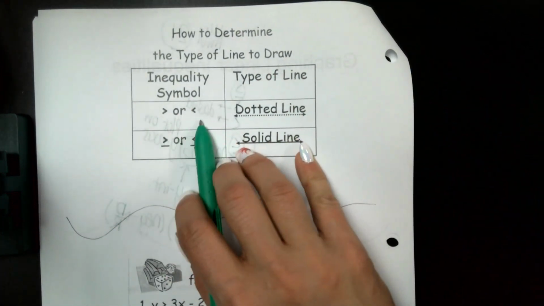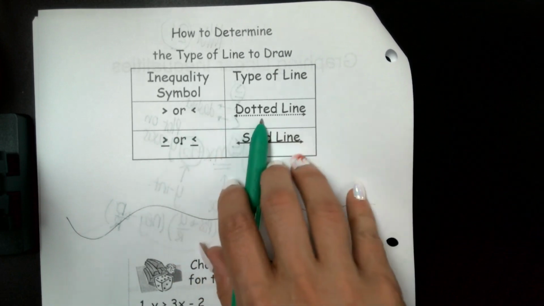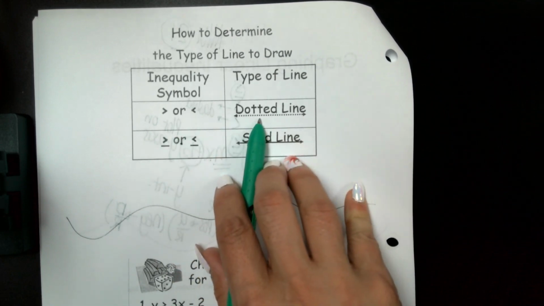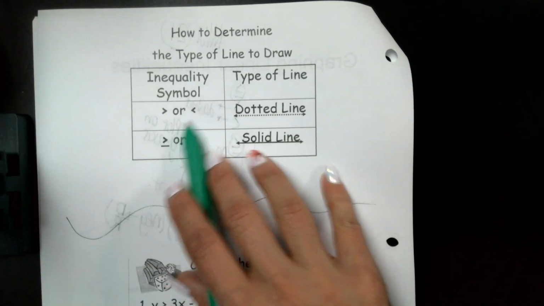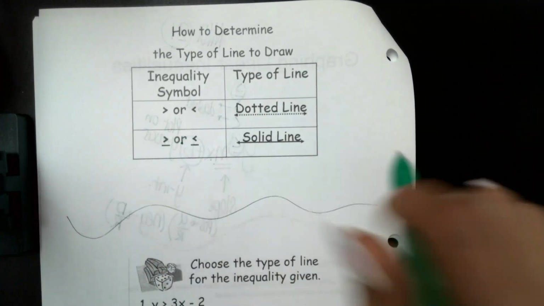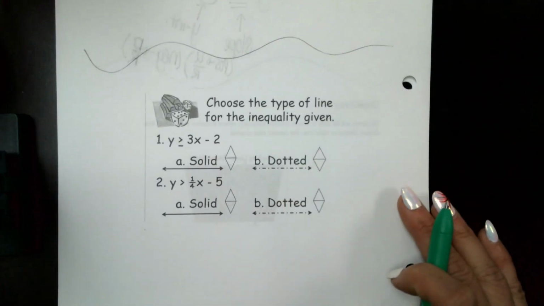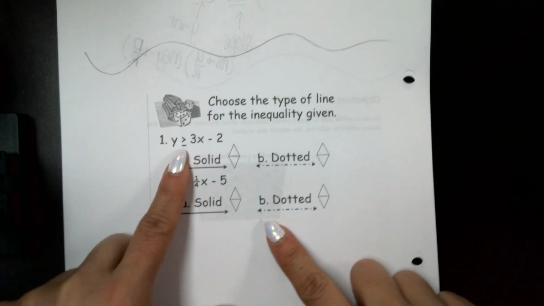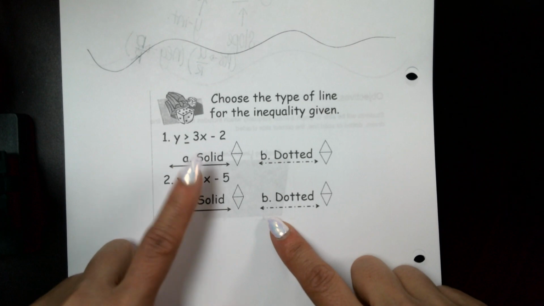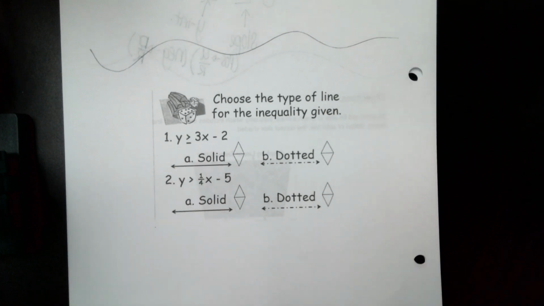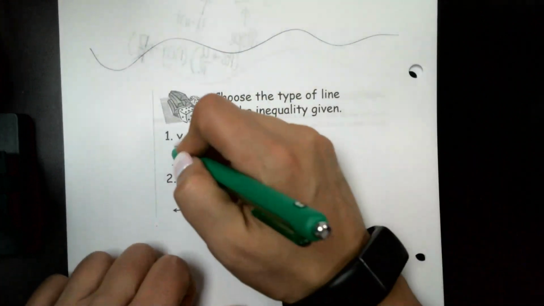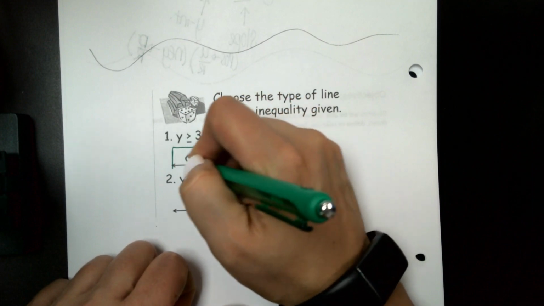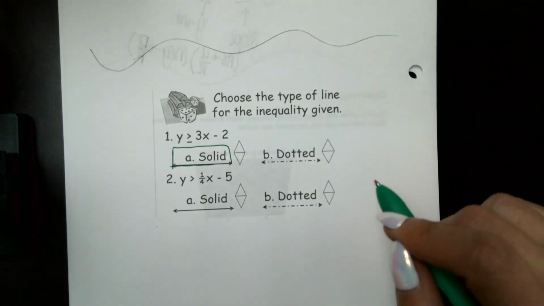When you don't see the equal sign, that's when you make it dotted or dashed, okay? So no equal sign, dashed, equal sign, solid. Okay, so right here, what do you guys think about this one? For problem number 1, would I make that a solid line or a dashed line? I would make that one a solid because of the equal sign. Yep.